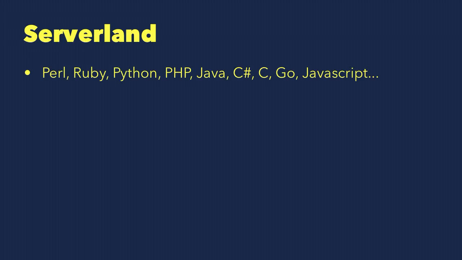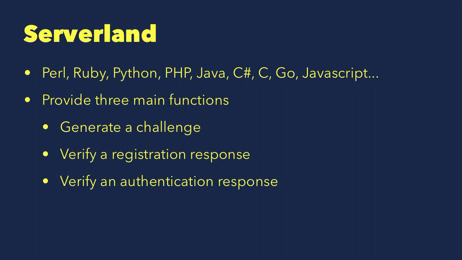So there are server libraries for every language you're interested in. There's not many yet for newer or more esoteric languages for web services in particular. I'm writing one for Rust at the moment. But like I said, they're not hard to put together. They all do three basic functions: generate a challenge, verify a registration response and verify an authentication response. Some of them do extra things to help you integrate with Rails or whatever, like session storage, but that's the minimum. They all do at least that.